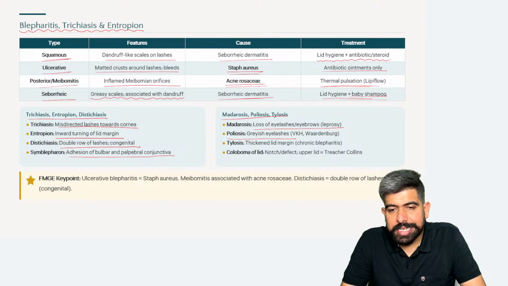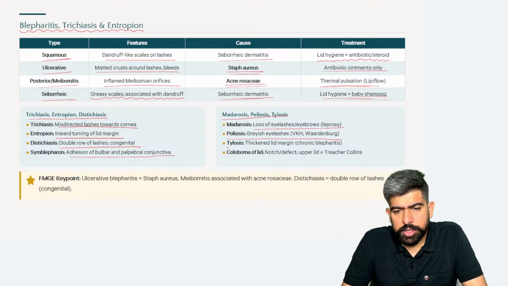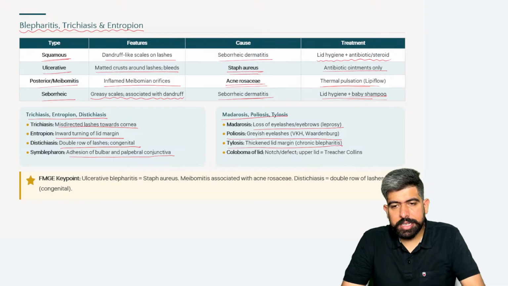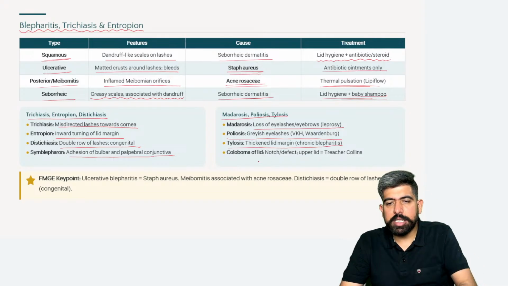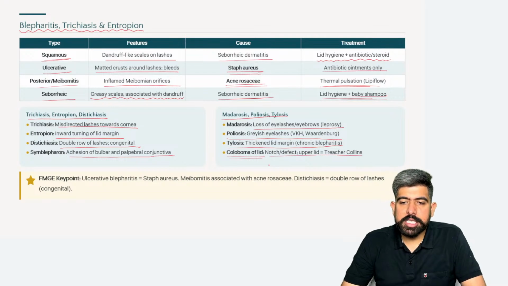Okay, so the madarosis will be seen in leprosy. And poliosis, there are grayish eyelashes. We can see it in the vernal and VKH or Waardenburg. Also, tylosis is the thickened lid margin. The lid margin is getting thickened and it will be seen in the chronic blepharitis. And the coloboma of lid, the notch defect can be seen in the upper lid with Treacher Collins syndrome, right?